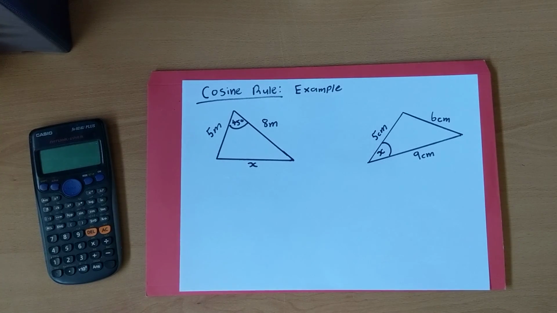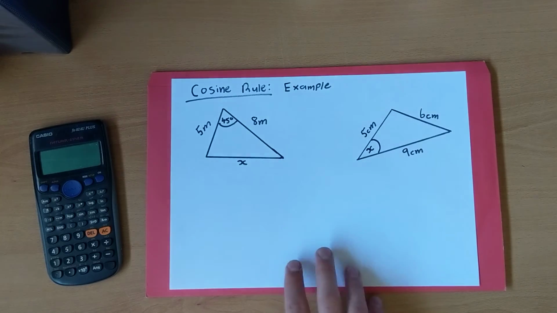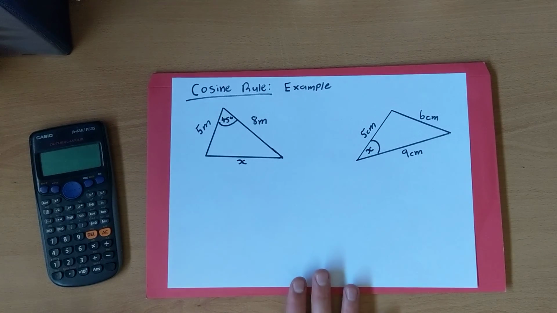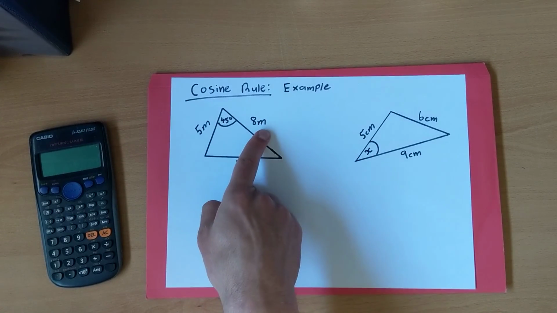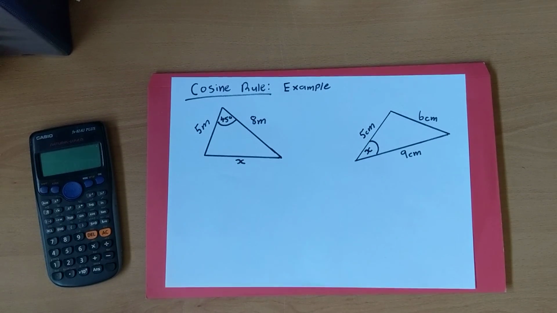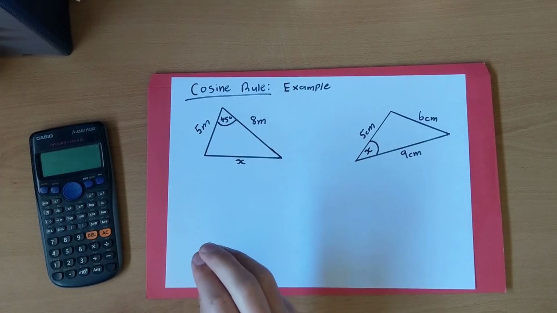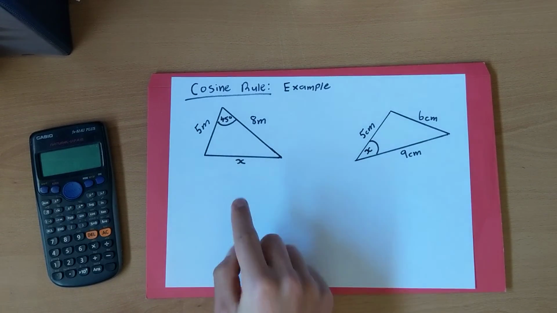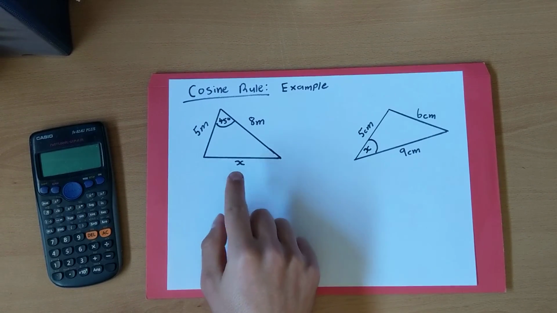Let's have a look at a couple of examples of using the cosine rule. So first, this example on the left-hand side. I've got two side lengths and an angle, and I'm looking for the other side length. Now, I want you to notice this is the important step. The important step is to think, which side length is it that I am missing?